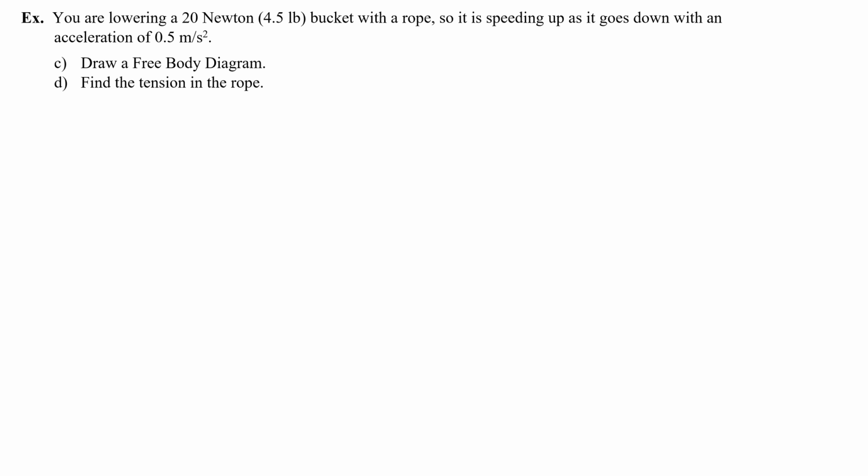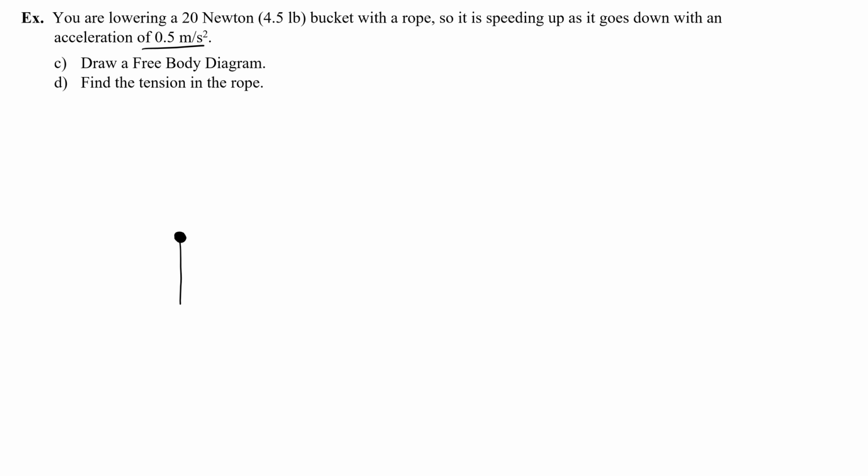You are lowering a 20 Newton bucket with a rope, so it is speeding up as it goes down with an acceleration of 0.5 meters per second squared. Draw a free body diagram, find the tension in the rope. Okay, so same problem, except now you don't want it to move with a constant speed, you want it to lower with faster and faster speed.